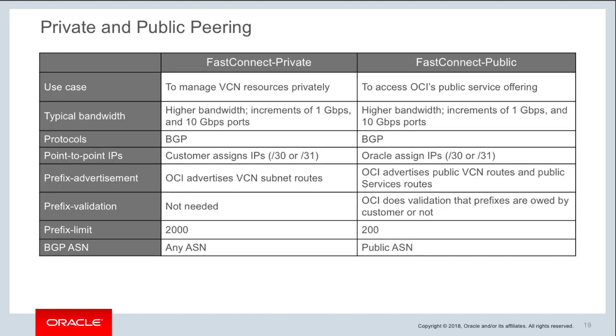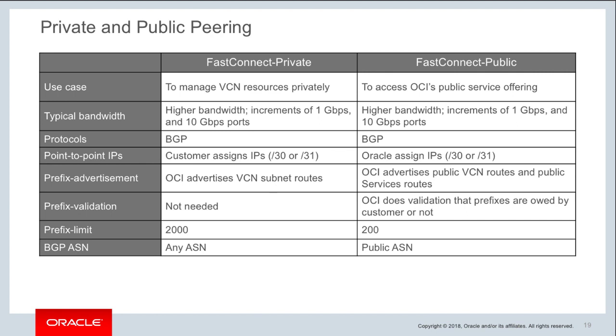To quickly recap and do a quick comparison between the private and public peering connections: if you're using FastConnect private, the basic use case is that you are trying to get to the VCN private resources. In the case of FastConnect public, you are accessing the OCI public resources on that dedicated connection. From a use case perspective, it's mostly when you are trying to get to the public endpoints, like object storage.